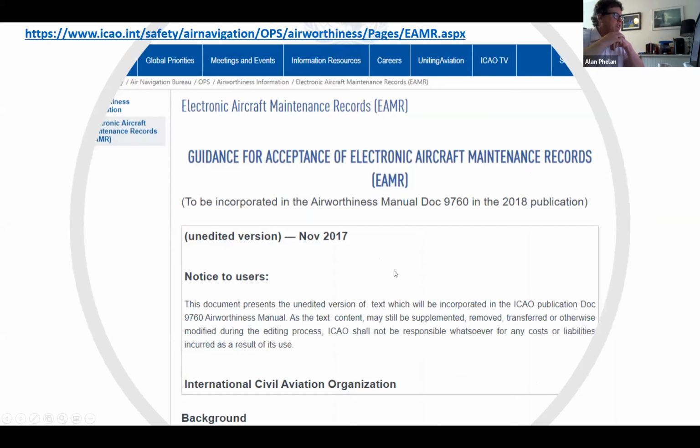Also, Anton mentions the ICAO Doc 9680, which was published in 2018. That's a screenshot from it. And if you want to learn more about electronic aircraft maintenance records, it's worthwhile having a look at that document as well. These documents will be available in the APTN members area.